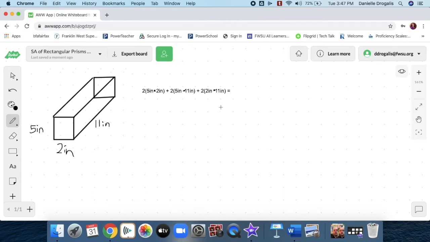Okay, so let's go through and do this. 5 times 2 is 10. Double that, we should get 20. But we've got to take care of our units in the same way. So this is inches times inches. Seems weird that you could do that with your units, but that's exactly what we're doing. So we have to treat our units like numbers. And so if it's inches times inches, well, that's inches squared.